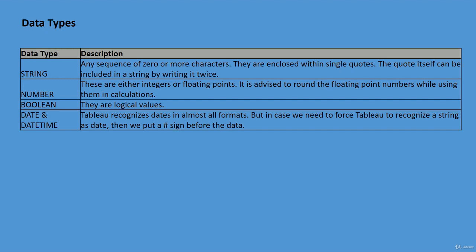We are into module 1. The topic is data types. So Tableau supports these data types: string, number, boolean, date, and time. String is nothing but a sequence of characters which can be used for representing text, right? That's pretty much string.